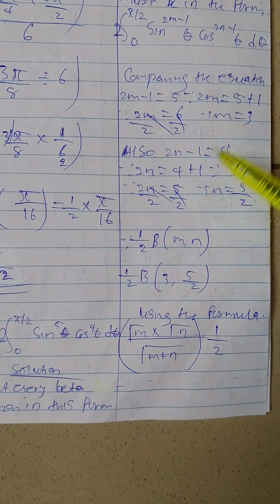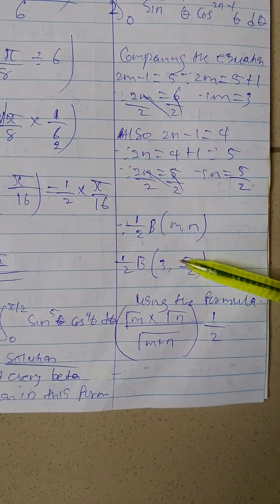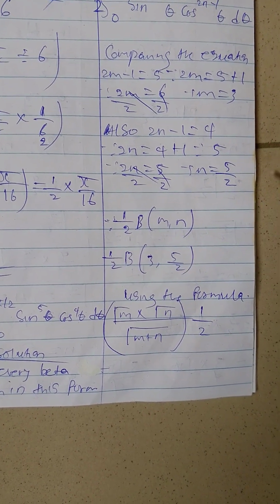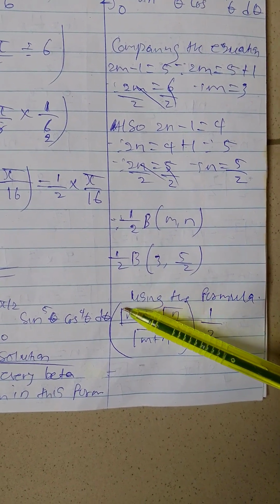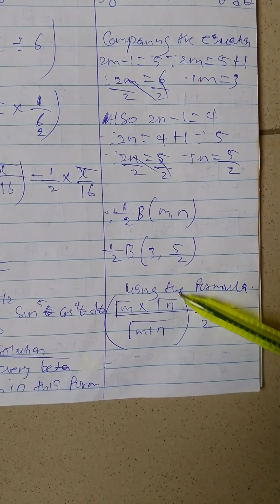My answer for m is 3, and my answer for n is 5 over 2. So therefore use the formula for finding the beta of two fractions. So that becomes gamma m times gamma n all over gamma m plus n, all multiplied by half.